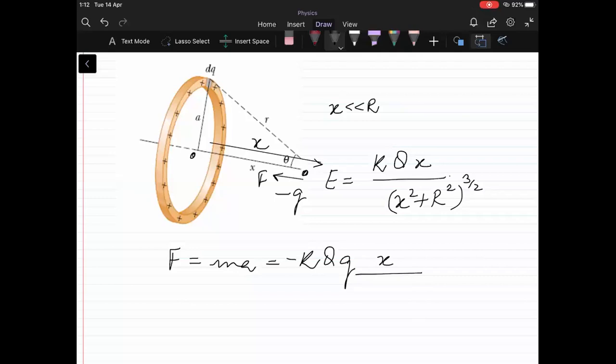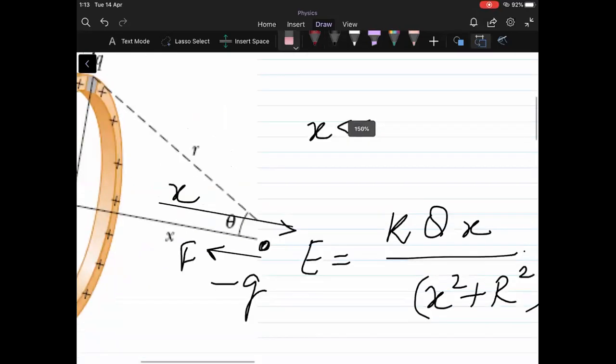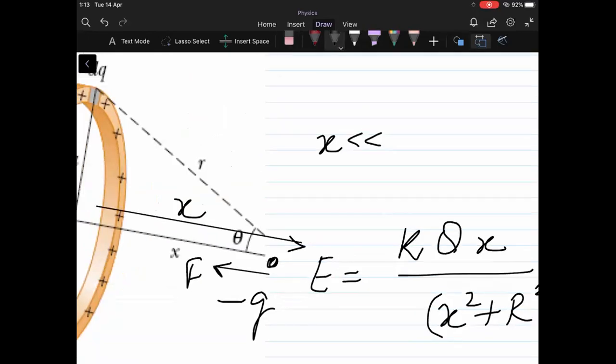Now this term has to be modified based on this approximation. Okay, so if x is much less than capital R, then x square will be much less than.